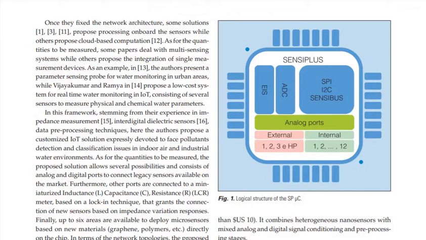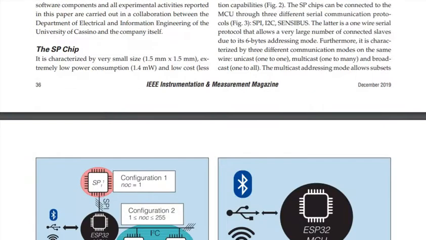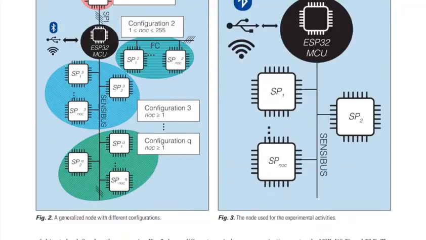This is the sensor device we are using. Here we know it has some analog ports and digital ports. This is the main block diagram of the sensors. This is not so important. Now let us see the configuration.